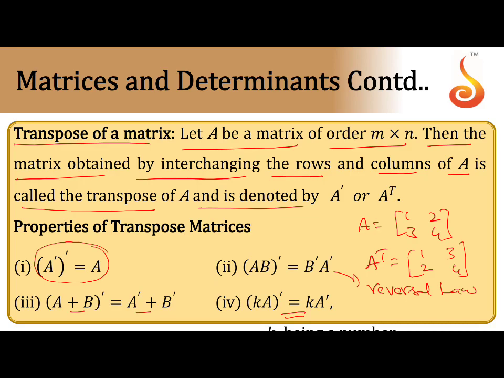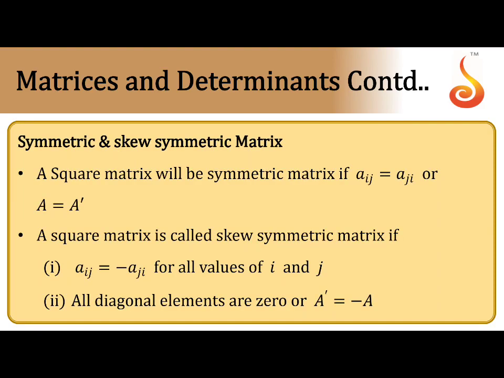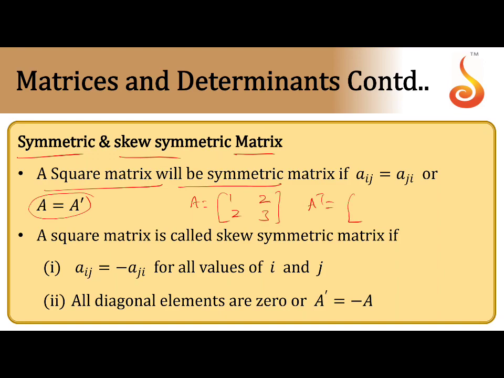So clear now? Next, symmetric and skew symmetric matrix. A square matrix will be a symmetric matrix if Aij equals Aji, or A transpose equals A. If you take the transpose of the matrix, the resulting matrix is also equal to the original matrix. Such a matrix you call a symmetric matrix. I will take one example: 1, 2, 2, 3. I will take the transpose of this one. What will happen? 1, 2, 2, 3. It remains the same.